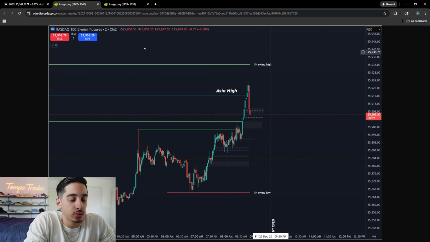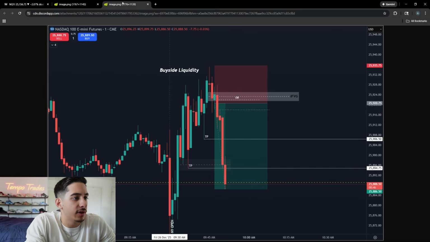Okay, second to last example right here. Once again, we have a sweep of the high. We're in premium of the range, meaning we're above the daily range level, the 50% level, and we're also sweeping liquidity. So what do I want to do? I want to look for shorts.